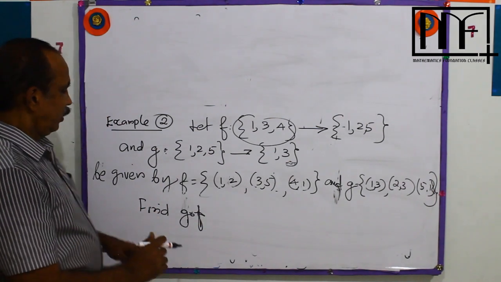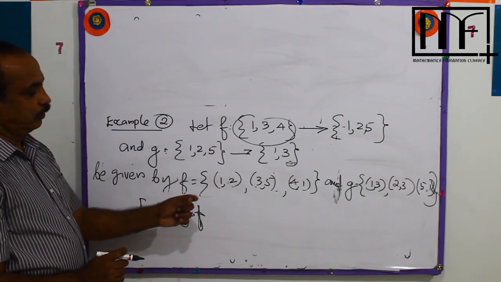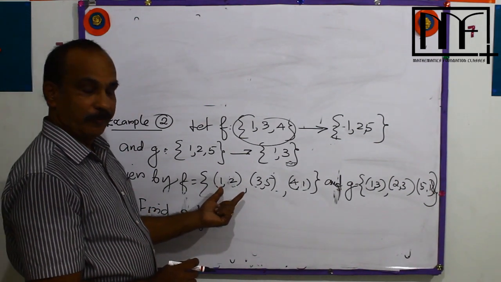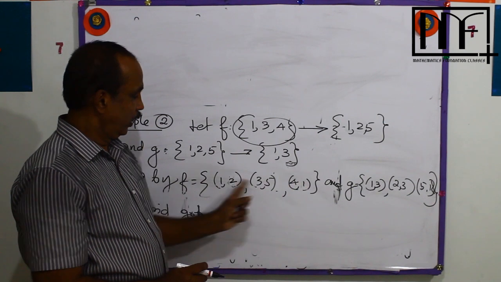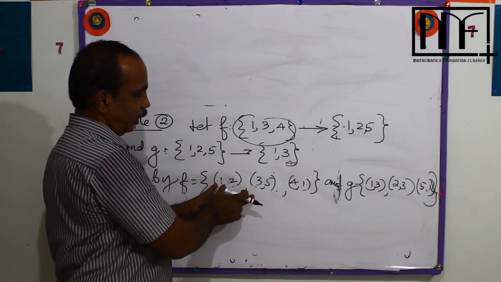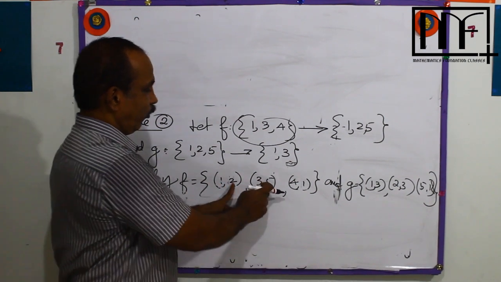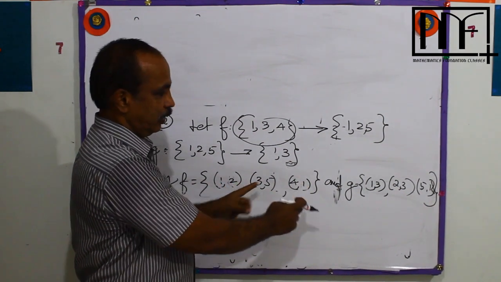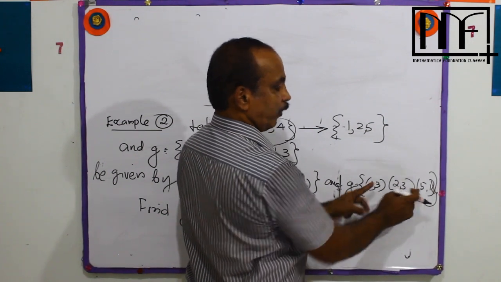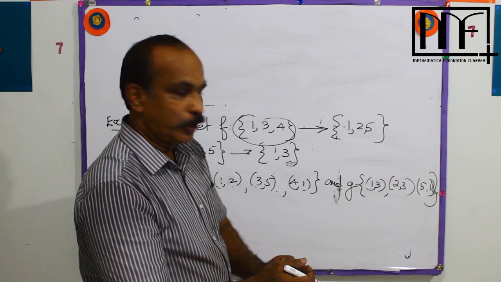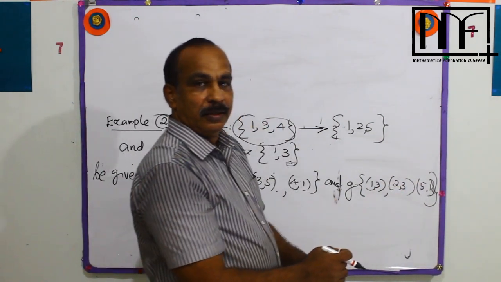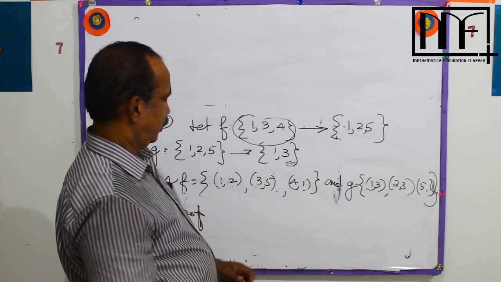Now here the function f is given: 1, 3, 4 are the elements from the domain, and 2, 5, 1 are the elements from the range. In the second function, 1, 2, 5 are the elements from the domain, and 3 and 1 are their images in the range.